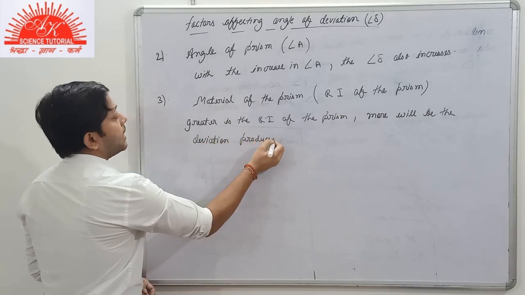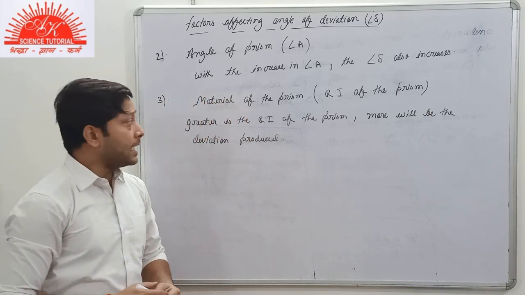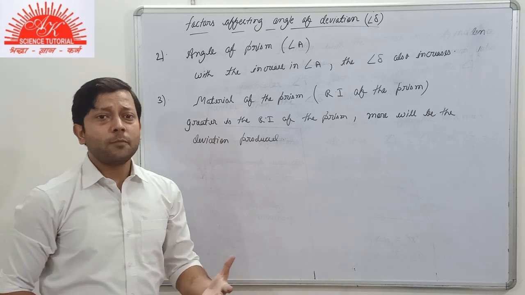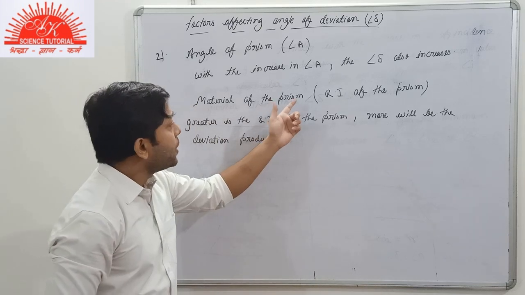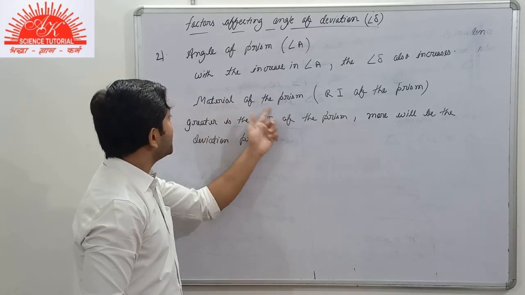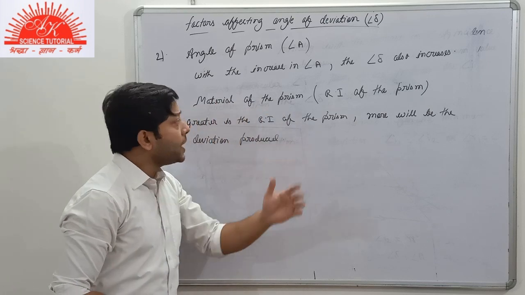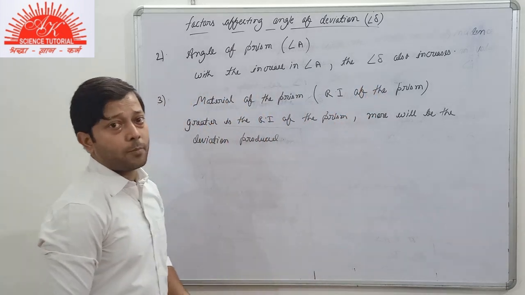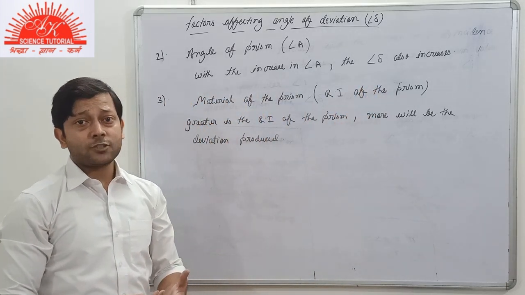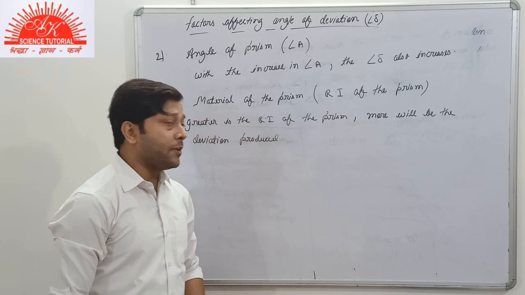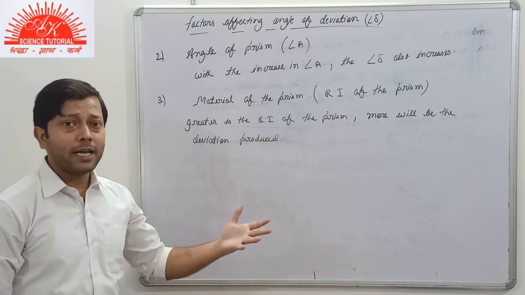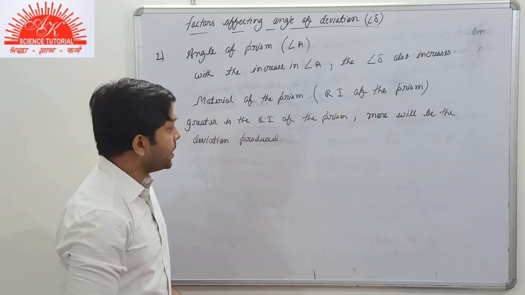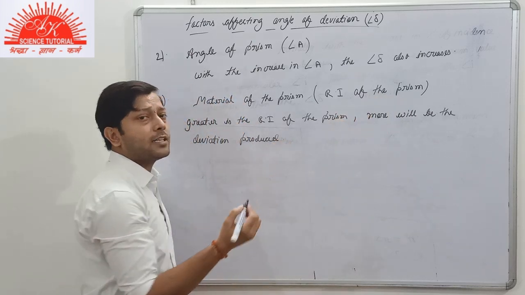So, the third factor is about the material of the prism. Material of the prism or nature of the prism, when we say this, we mean that we are talking about the refractive index of the prism. Greater is the refractive index of the prism, more will be the deviation produced by that particular prism. You might be asked about this question in your examinations, it is frequently asked.